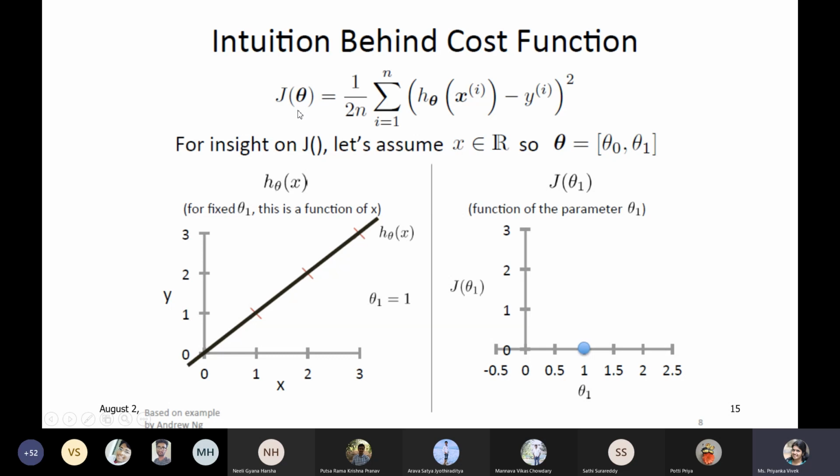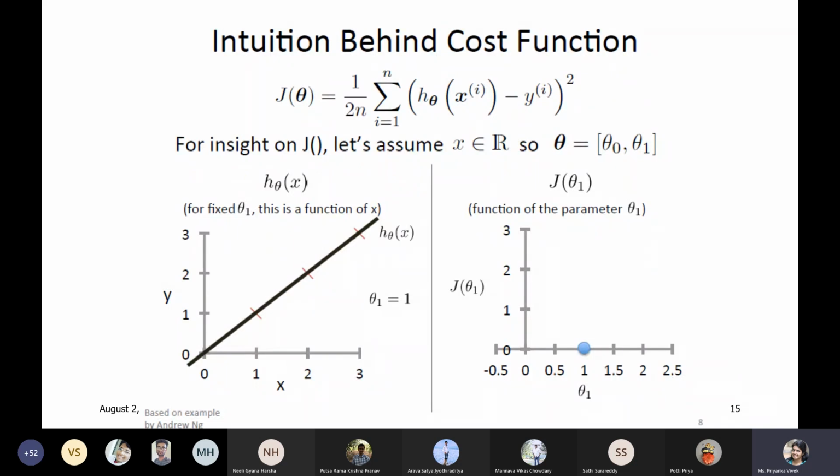Now let us see what it actually is. Let us assume there is some model, some sample data, and assume that theta naught is 0. We are not considering theta naught. Actually, the relationship should be y equal to theta naught plus theta 1x, isn't it? Now, theta naught, I am saying, assume it to be 0, so it would be theta 1x. So your h theta of x, or your prediction of y, would be theta 1x.